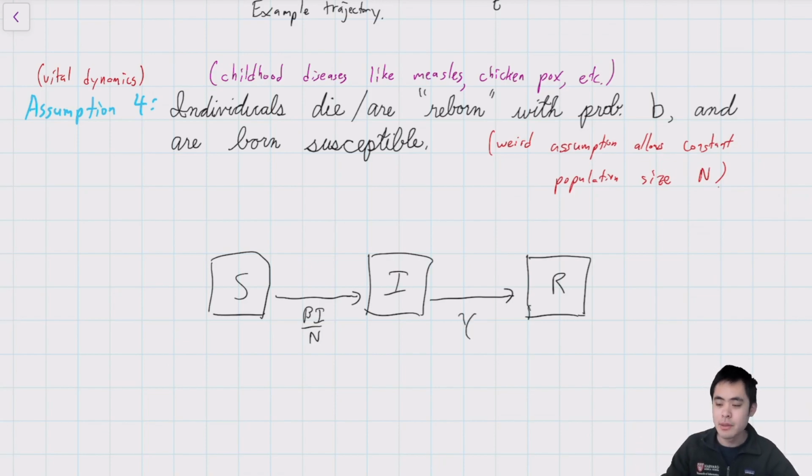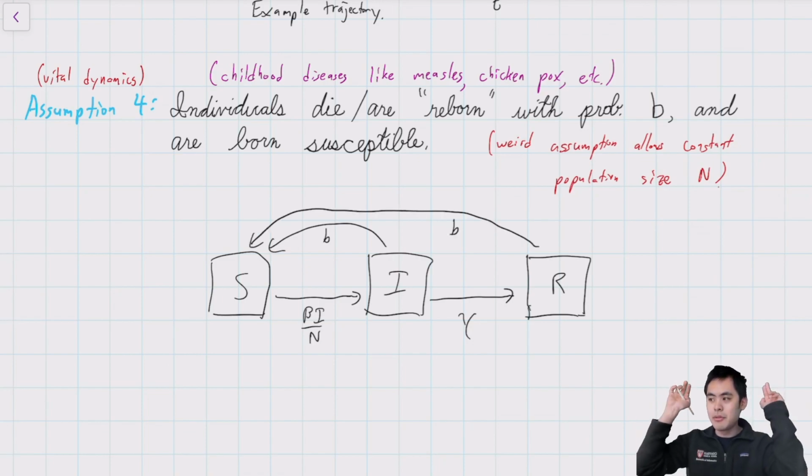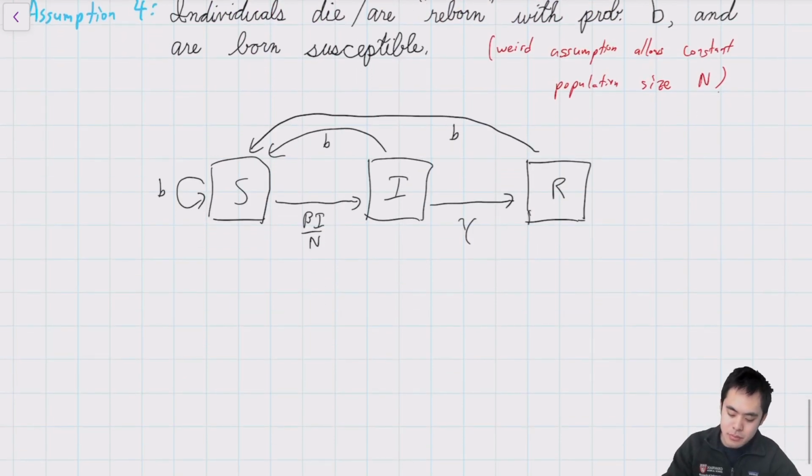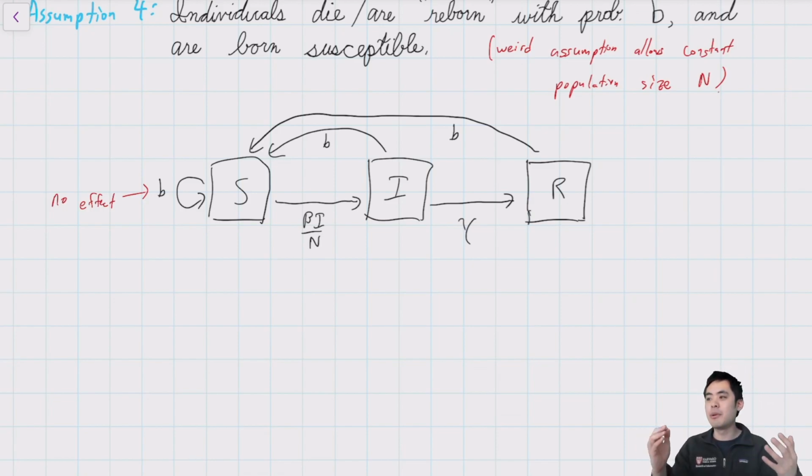You have some gamma, which is the probability of recovery. And then we also have some probability, which we're going to call B, of dying and being reborn as a susceptible individual. We also have the self loop, since susceptible people can also die and be reborn as susceptible. But it doesn't really make a difference in this model because that's just a constant. This particular B has no effect. Okay, so these are transition probabilities for an individual between these different states. Now let's write out our equations again.